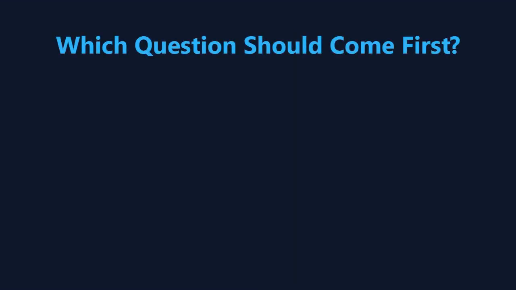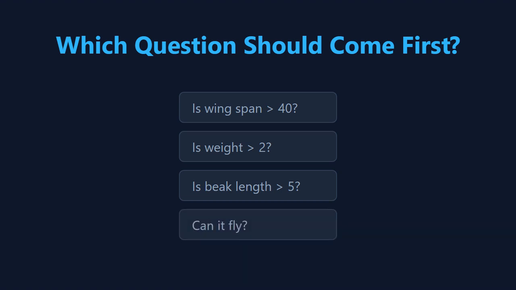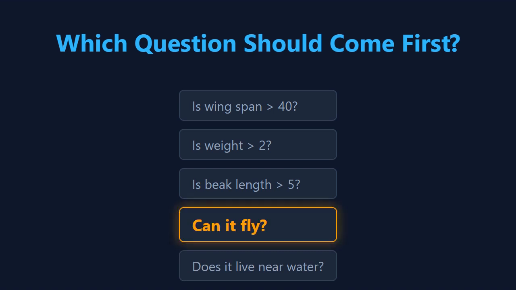But now we have an important problem. Suppose our dataset has 10 features. We could ask, is wingspan greater than 40? Is weight greater than 2? Is beak length greater than 5? Can it fly? Does it live near water? There are many possible questions. So how does the algorithm decide which question is the best first question? This is where the mathematics of decision trees begins.